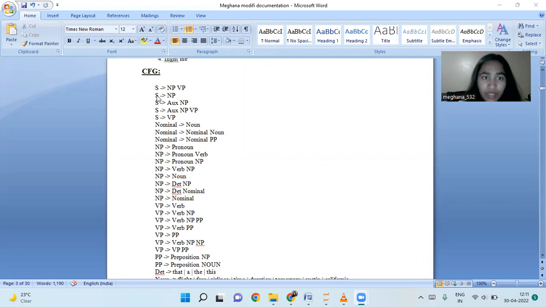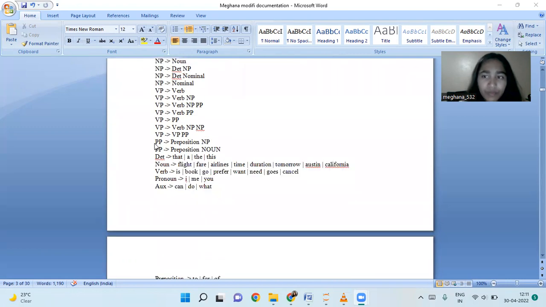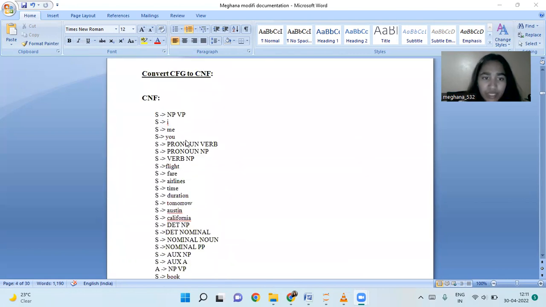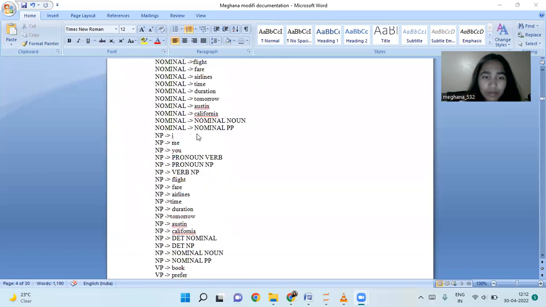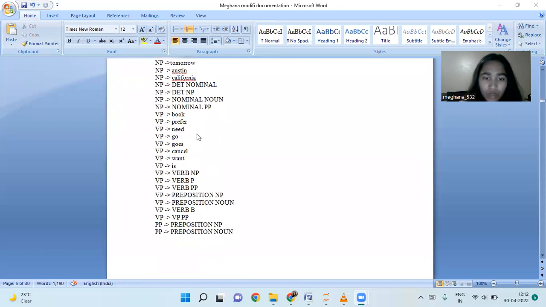If you observe carefully, there are a few unit productions, multiple instances where a non-terminal is pointing to another non-terminal. So the next step would be to convert this context-free grammar to Chomsky normal form, converting CFG to CNF. Here we eliminated all the unit productions, so there is no production such that a non-terminal is pointing to another non-terminal. This is the correct format of Chomsky normal form grammar.